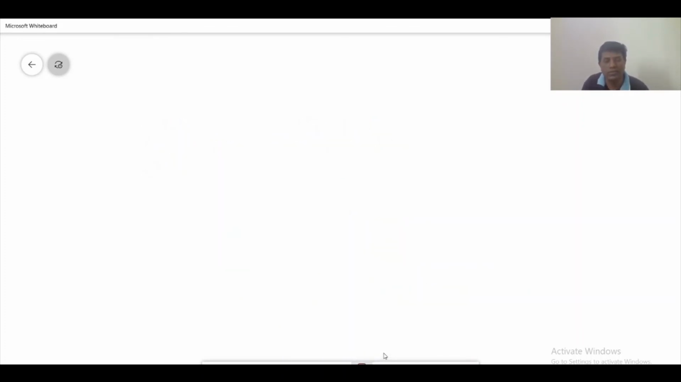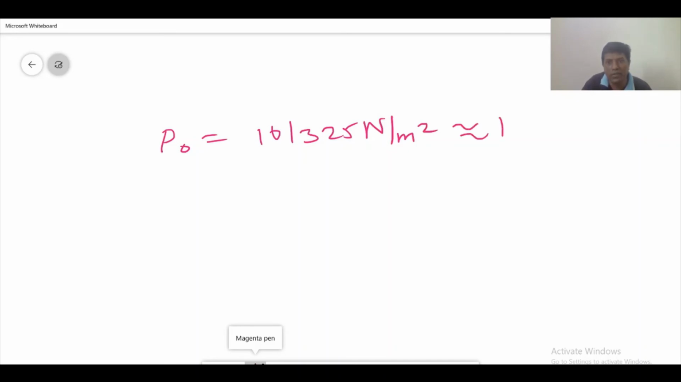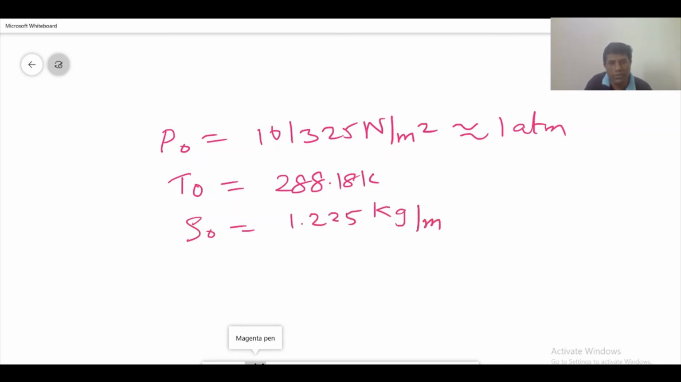We also have certain standard values, the standard sea level values. The pressure p naught is 101,325 Newton per meter square, roughly 1 atmosphere. Then the temperature T naught equals 288.18 Kelvin, and the density rho naught equals 1.225 kg per meter cube. These are the standard values we use in the international standard atmosphere, especially at sea level. Other values, how to find out, we have seen the equations and the formulas.